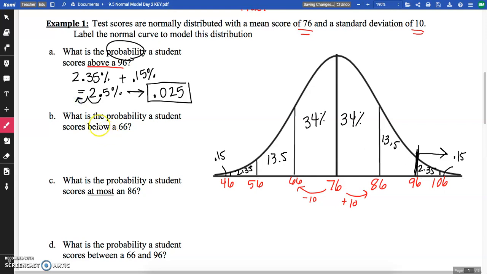Okay. Part B, what is the probability a student scores below a 66?